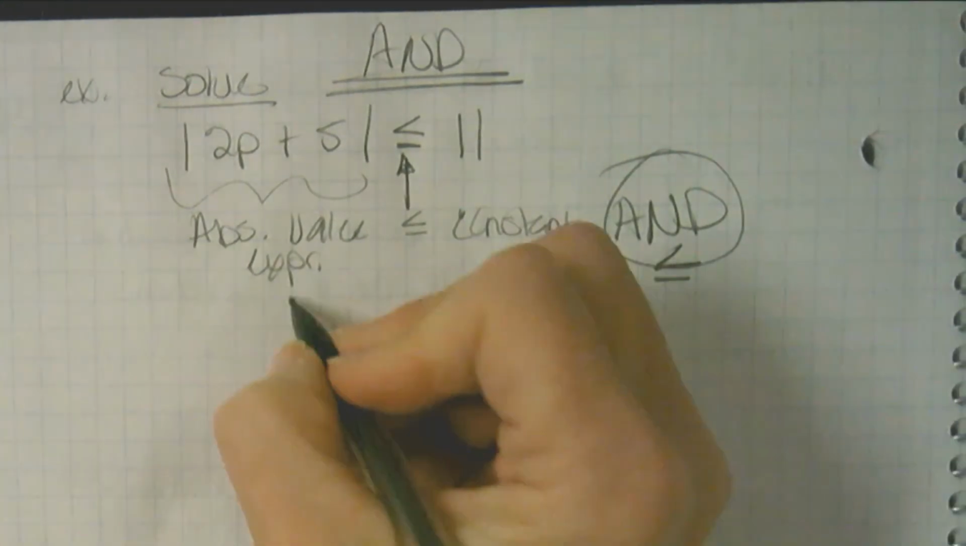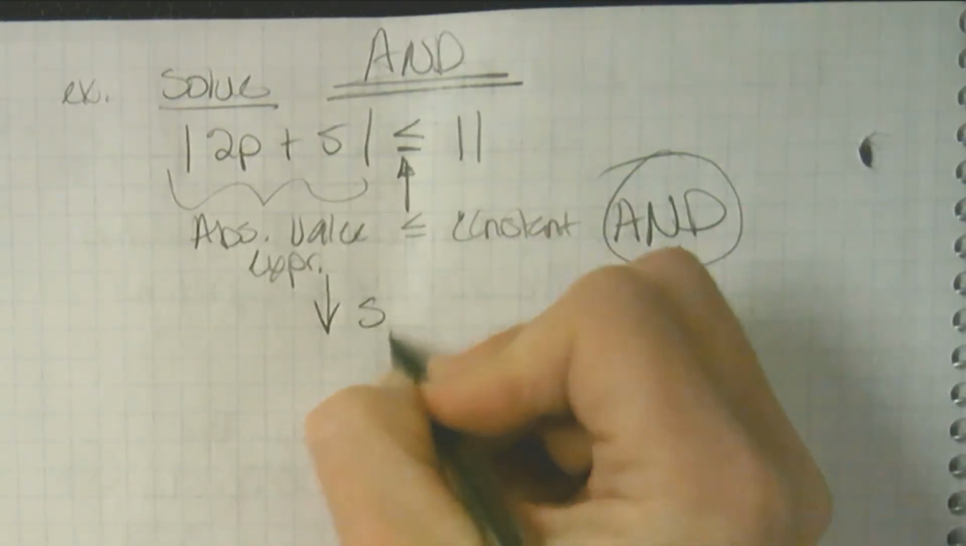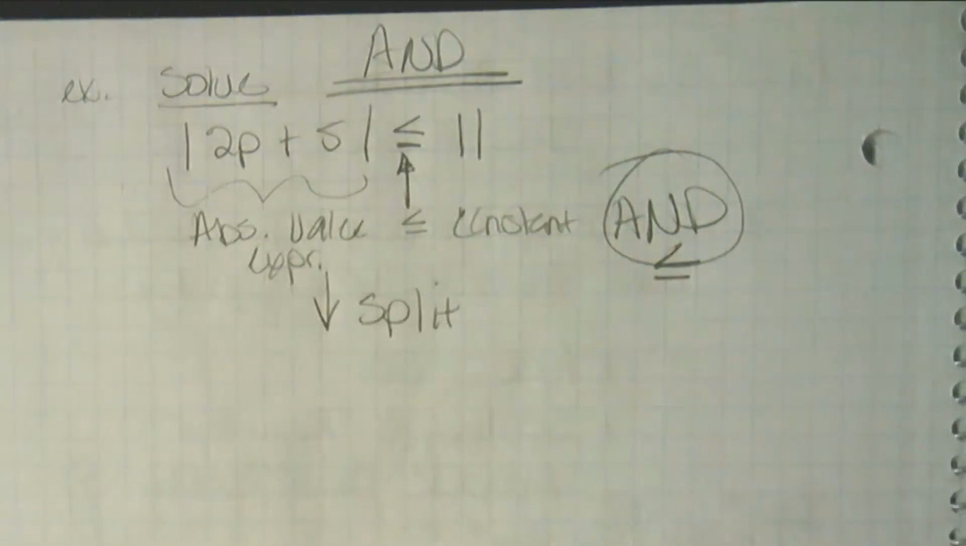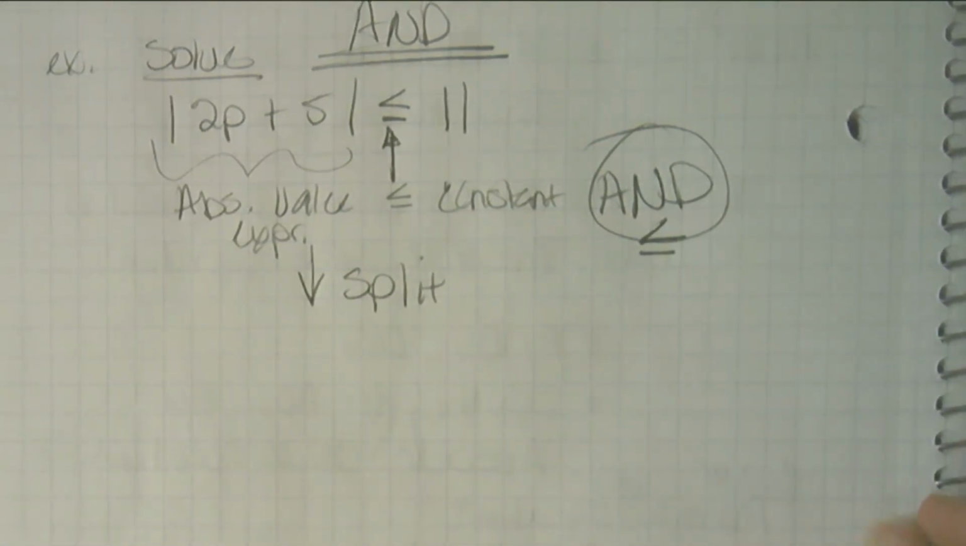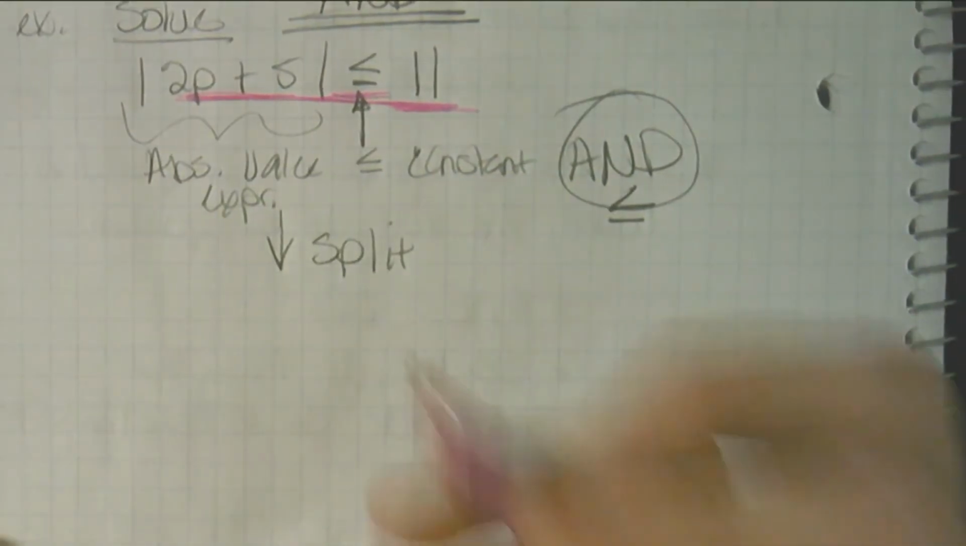Alright, so what we need to do is split this into an "and" solution, an "and" inequality. Remember, that's when we have a minimum, a maximum, and the expression in between. Please pay attention to what you're going to do. You're going to rewrite exactly these two things, that whole thing, with no absolute value.